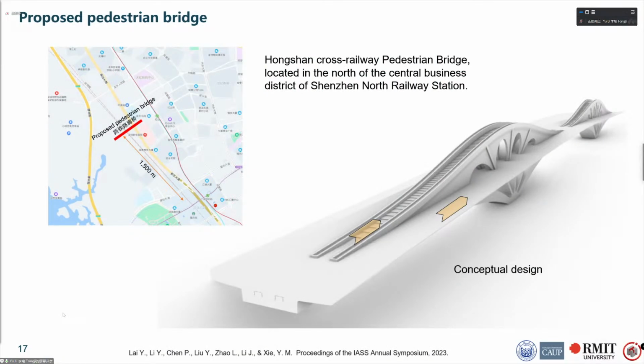To cross the railway, the Shenzhen government intended to build a pedestrian bridge. The conceptual design shows like this. Both the arched and the flat walkways are possible.